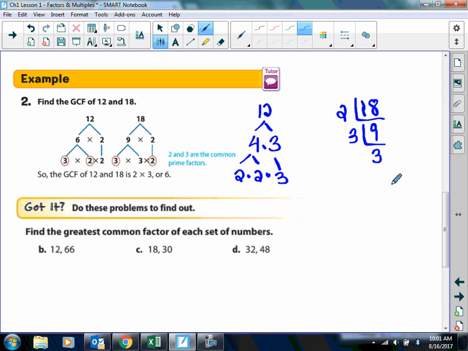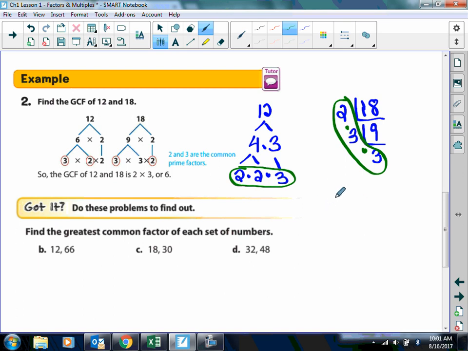Now, once you can't divide any more prime numbers in there, then this is your prime factorization. So for the cake method, this is your prime factorization: 2 times 3 times 3. And then for the factor tree, the bottom row is your prime factorization for 12. Is everybody clear? All right.